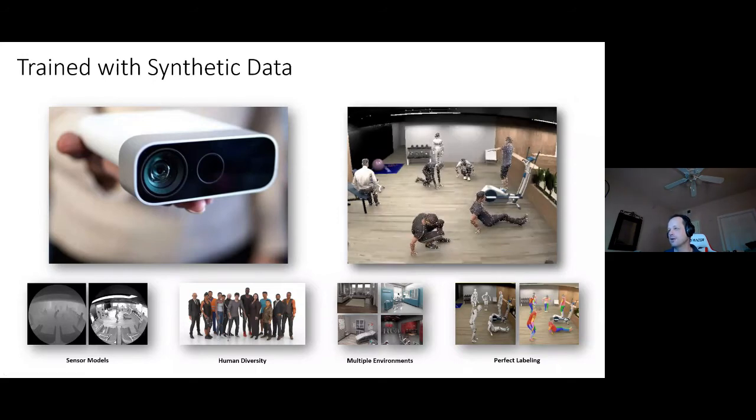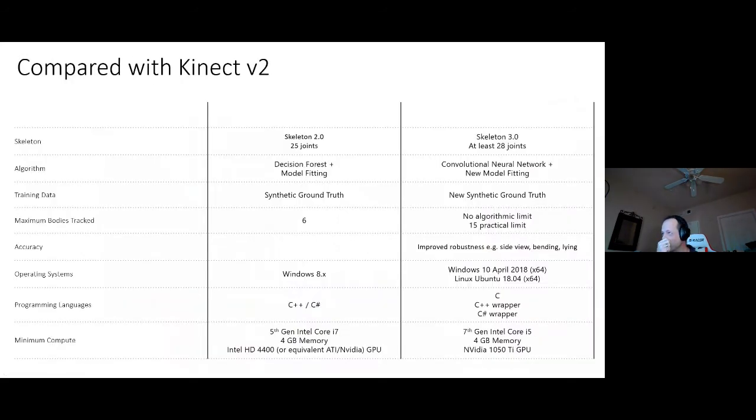To compare it with Kinect version 2, I will not talk too much about this slide. It's in the video. You can pause it and read it later on. Fundamentally, it's newer. Now it uses a neural network compared to the Decision Forest before, has a better synthetic ground truth, has improved robustness. It's supported on more hardware, on more software platforms, not just Windows. Has C, C++ wrappers. It, however, needs a little bit more powerful hardware.